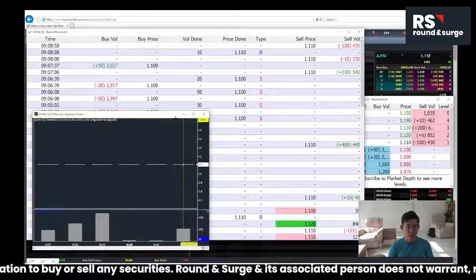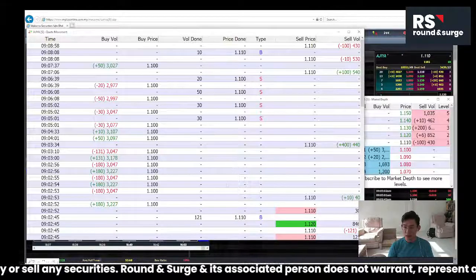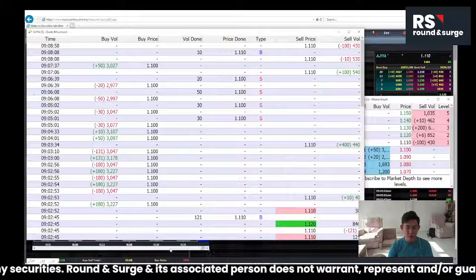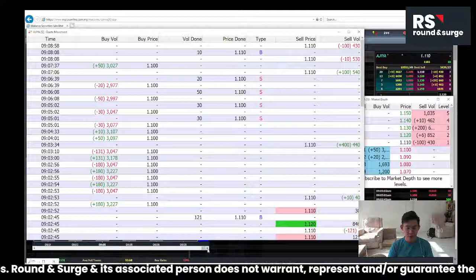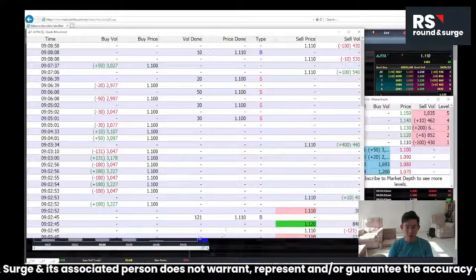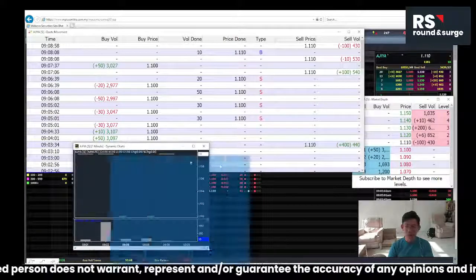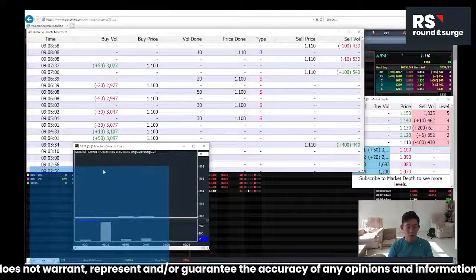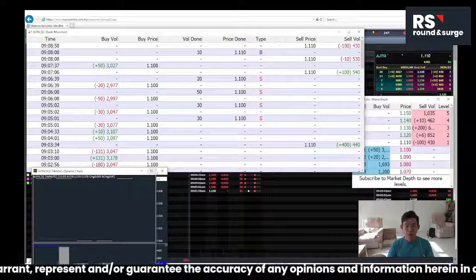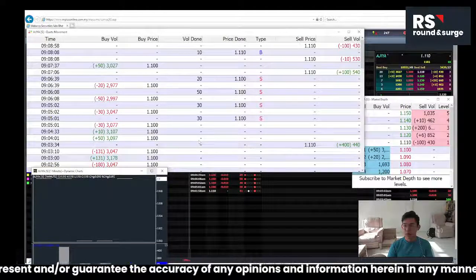Okay, let's hide my chart. It keeps on hiding my chart here. Show my chart. Come on. Okay, I'm going to make it smaller. 110, 1110.